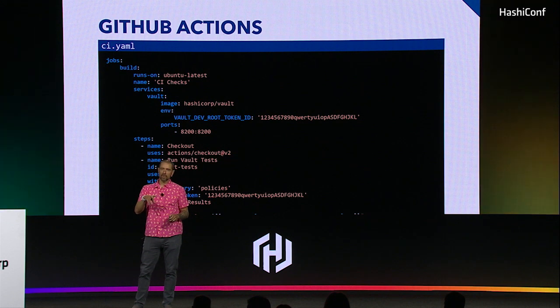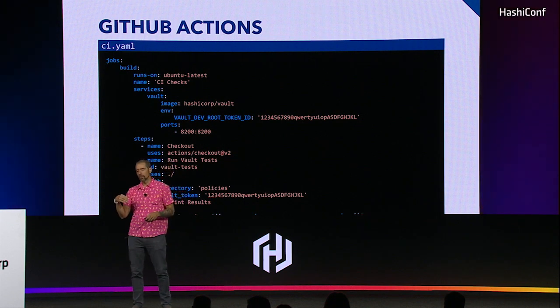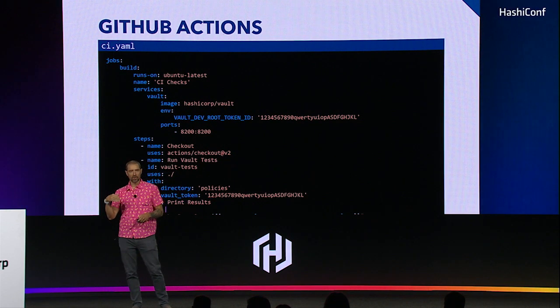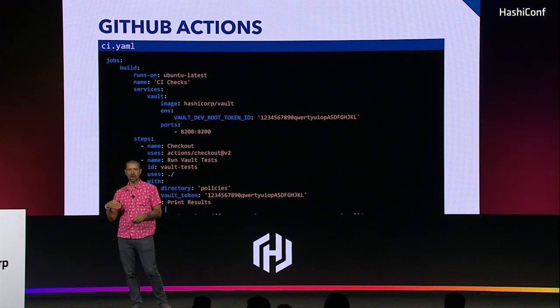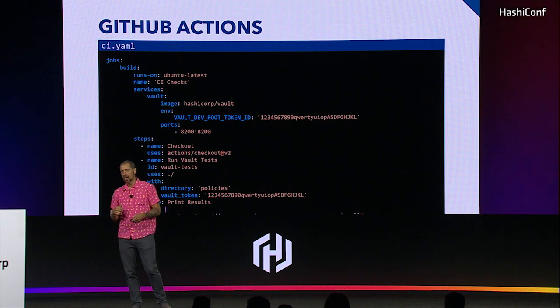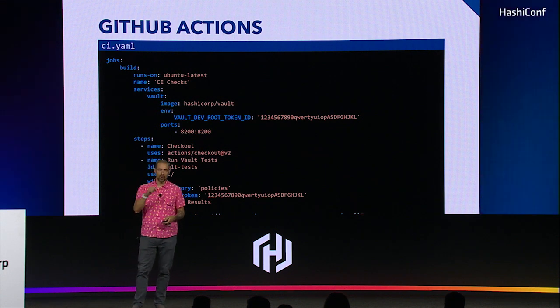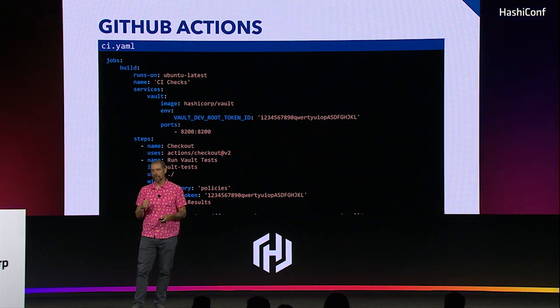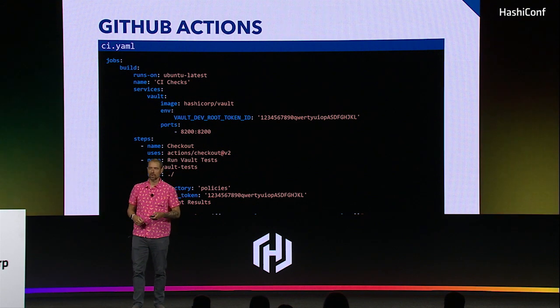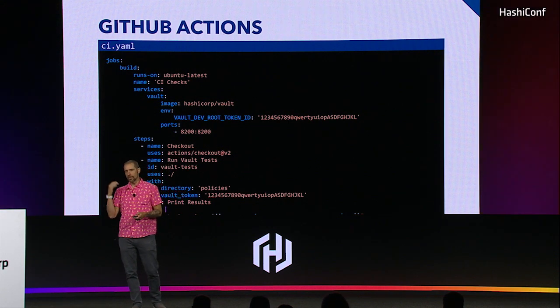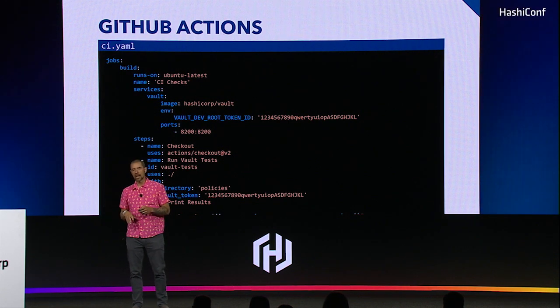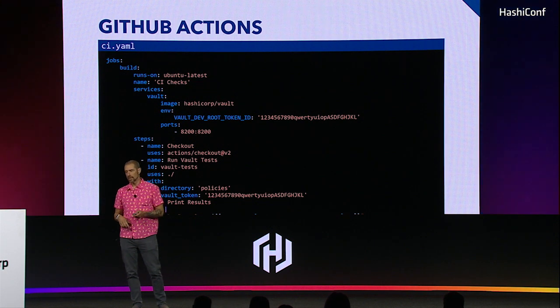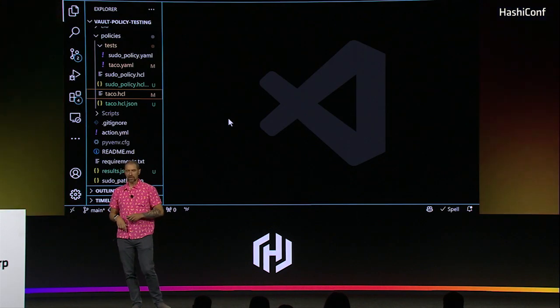Once it spins up the Vault container, it will then check out the code, and then run the Vault tests by invoking that associated composite action. It's going to pass it the directory where the policies can be found, as well as the Vault token that it's going to use. And then in a final step, it's going to print the results out to the pull request as a comment. So let's see this in action.